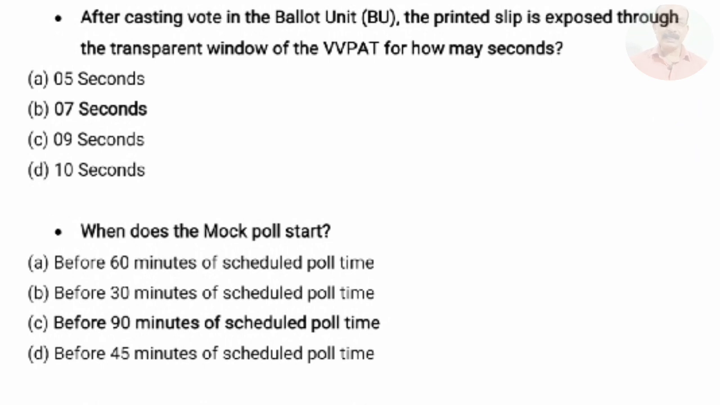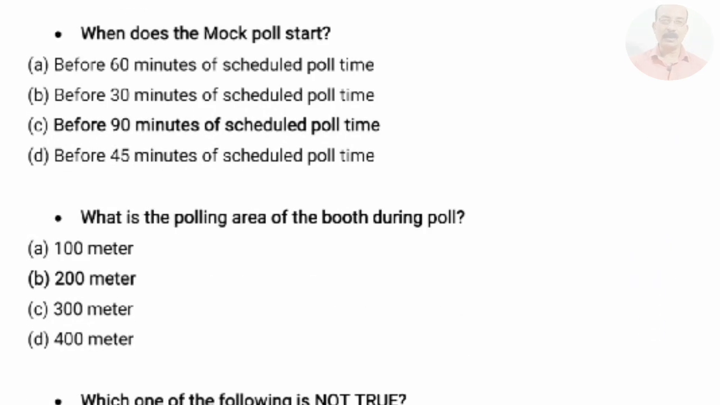After casting vote in the ballot unit, the printed slip is exposed through the transparent window of the VVPAT for how many seconds? Correct answer 7 seconds. When does the mock poll start? Correct answer option C, 90 minutes before the scheduled poll time.